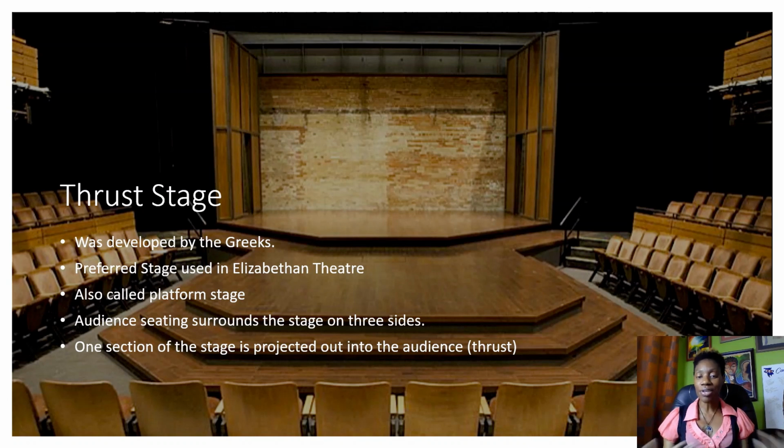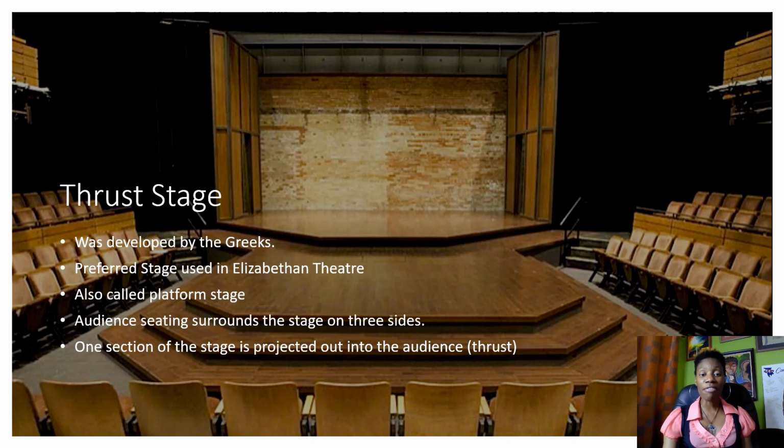All right, and so now that we've looked at the proscenium arch stage, we're going to look at the thrust stage, which is also another popular type of stage that is used. Here with the thrust stage, this was developed by the Greeks. But apart from it being developed by the Greeks, it was also the most preferred type of stage used during the Elizabethan period. And so Shakespeare and other persons, when they wrote, would write their plays specifically to be staged on a thrust stage.